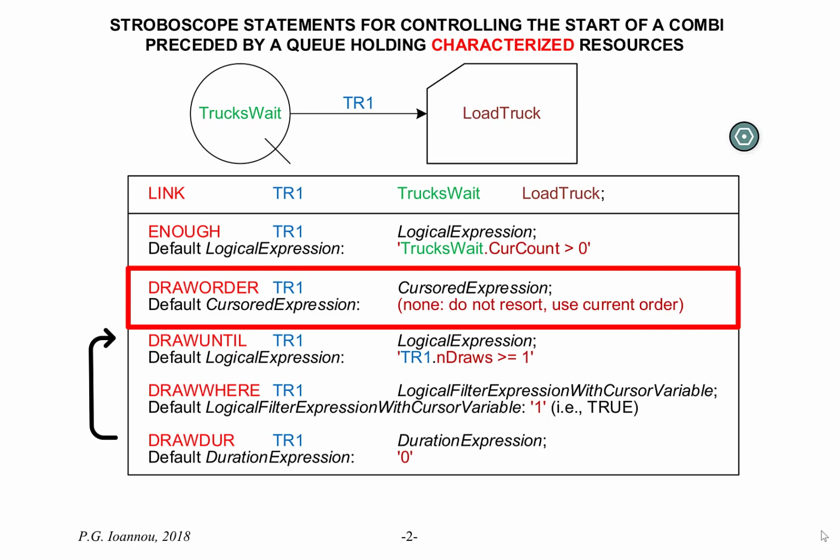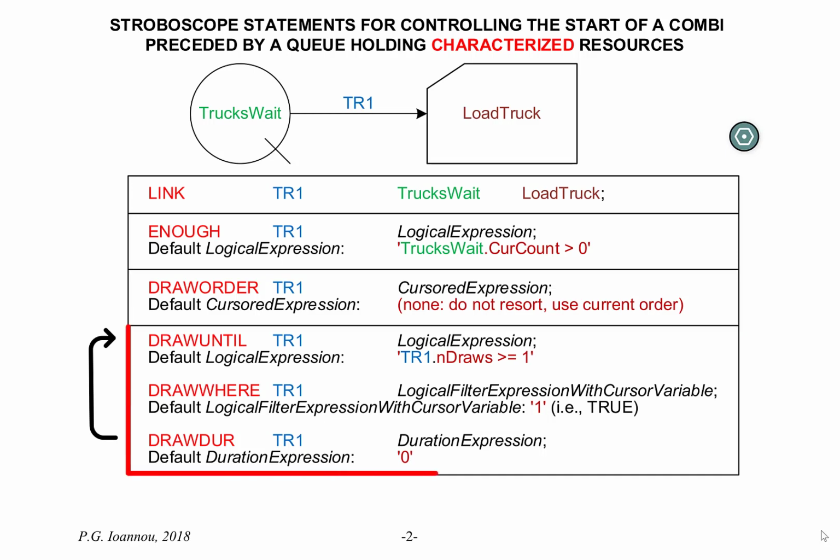This resorting of the resources in queue is not permanent. It is only in effect while link TR1 draws resources. After the drawing process is completed, the resources go back to their original order. The default cursor expression is null. In other words, the resources are not resorted. They remain in their original order. The next 3 statements perform the actual drawing process.